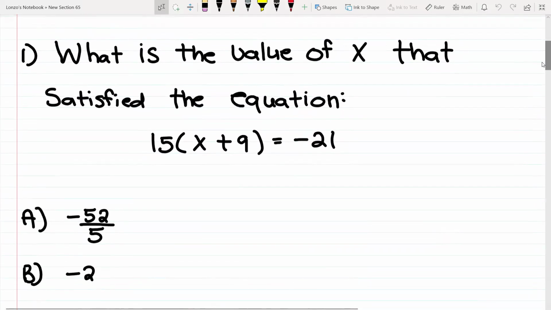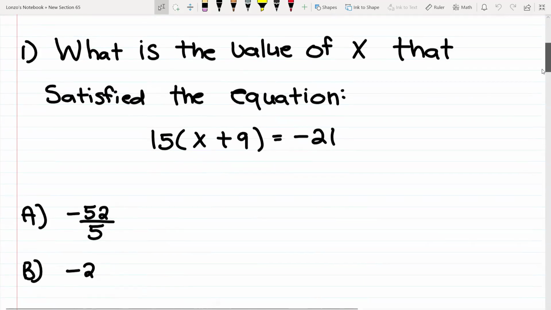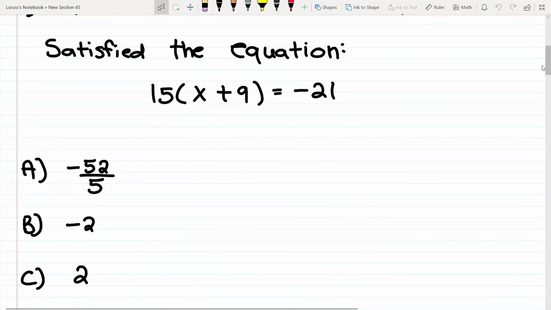Question one says, what is the value of x that satisfies the equation 15(x + 9) = -21? Sure, you could test each one to figure out which makes the statement true, or you could just start solving for x. That's what I'm going to do.